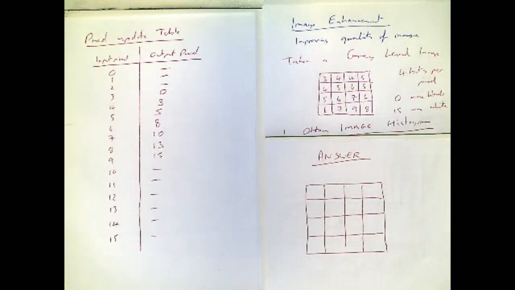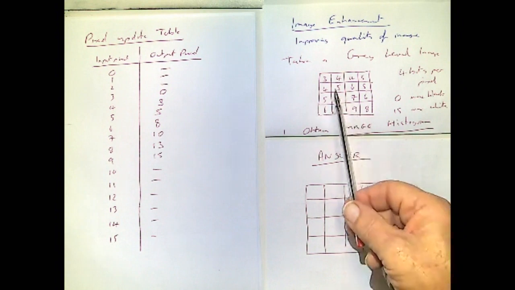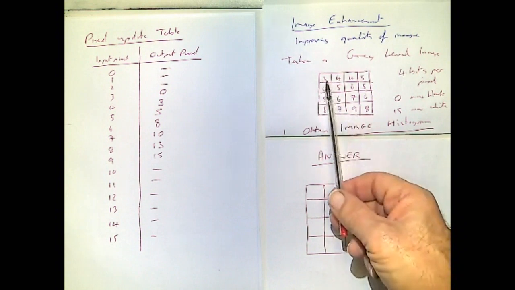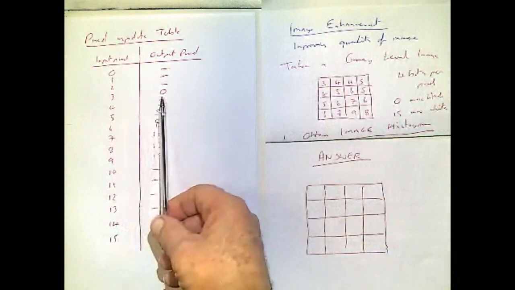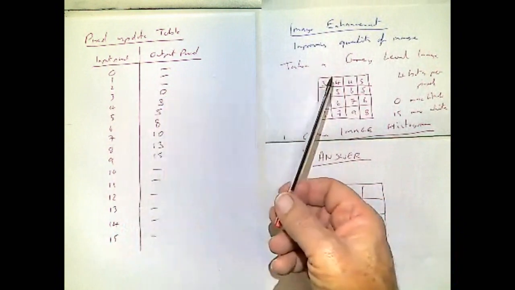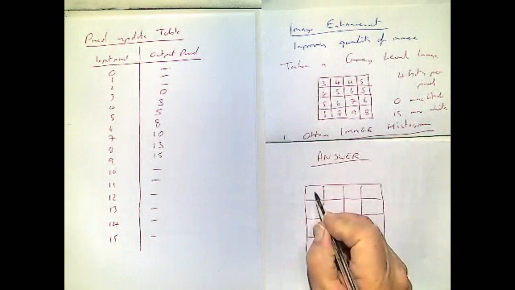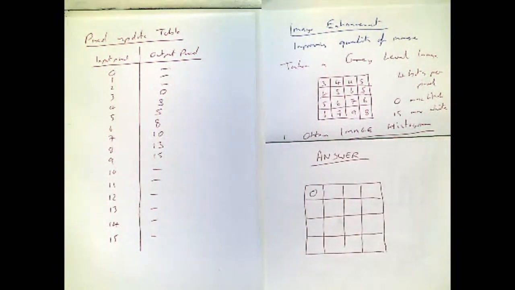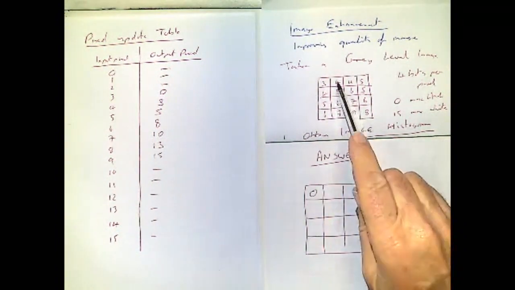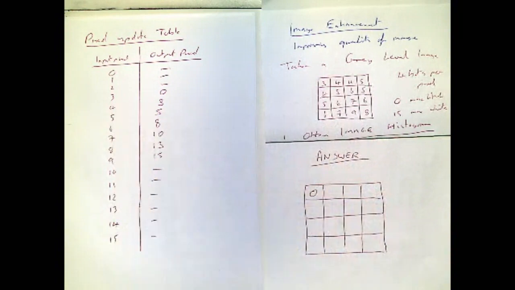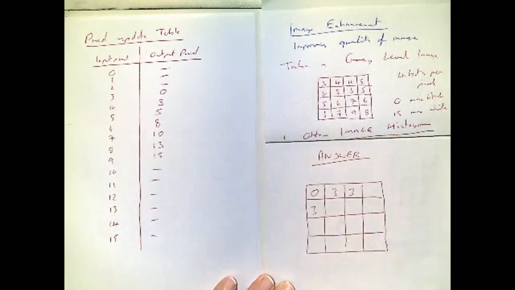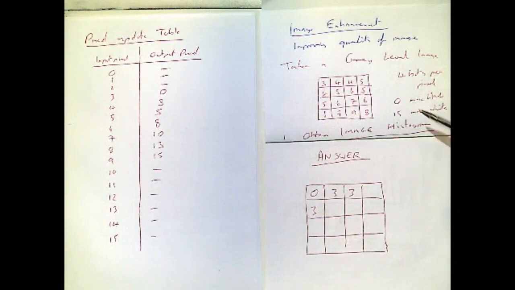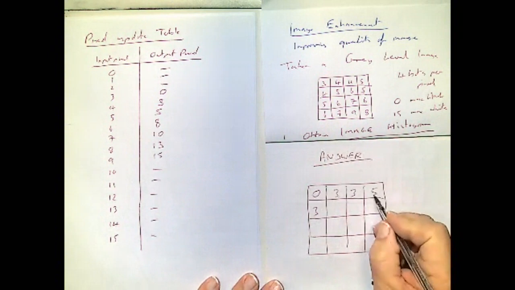And what you do, find all the pixels in the original image that were 3. There's one of them. What is the update value? The update value is 0. 3 in the original becomes 0 in the enhanced image. Now the 4s, 1, 2, 3 of them, the 4s become 3s. The 5s, 3 of them, the 5s don't change.